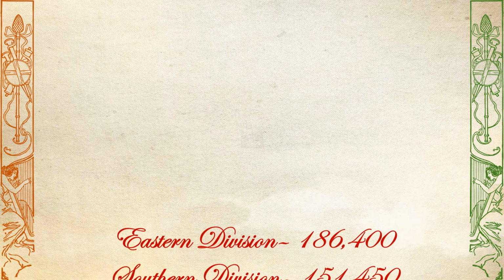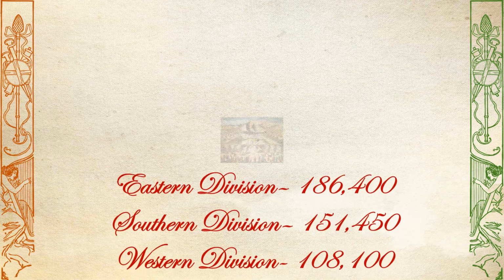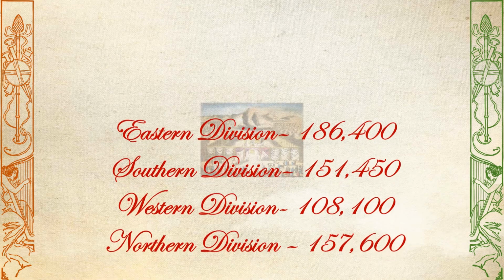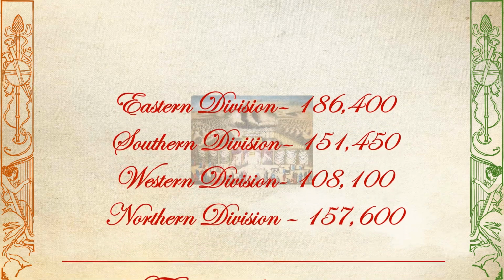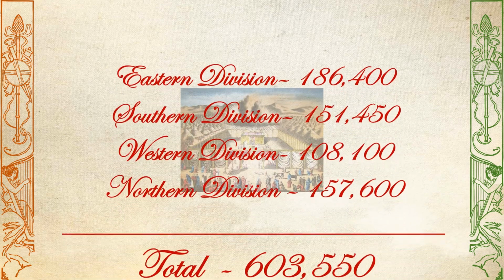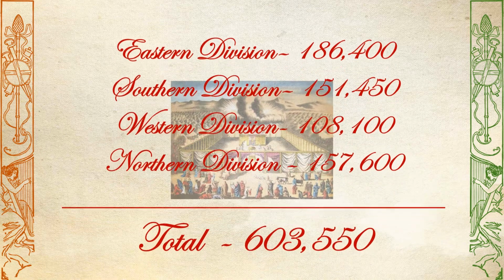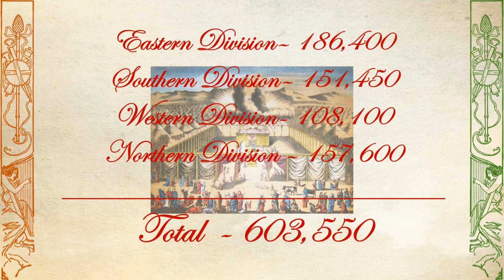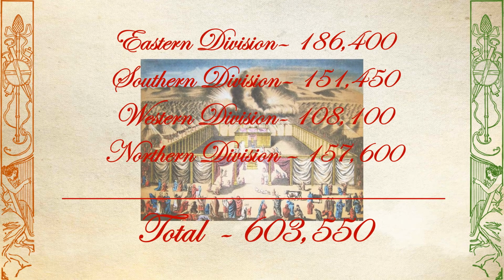The total of the four divisions of the army of Israel: in the eastern division, 186,400, in the southern division, 151,450, in the western division, 108,100, in the northern division, 157,600, giving a total of 603,550.